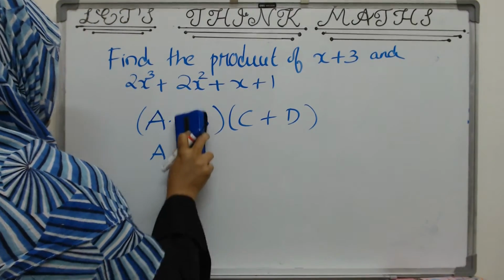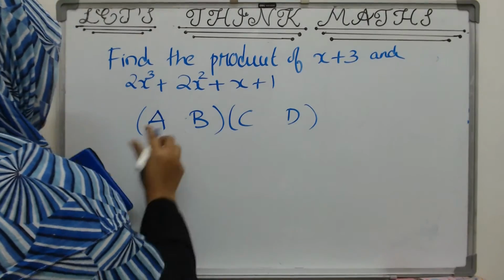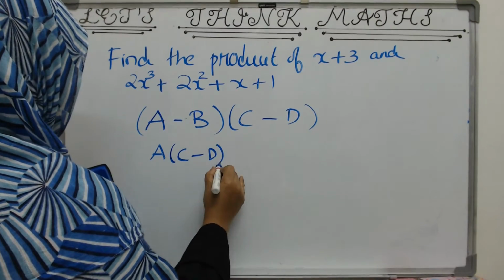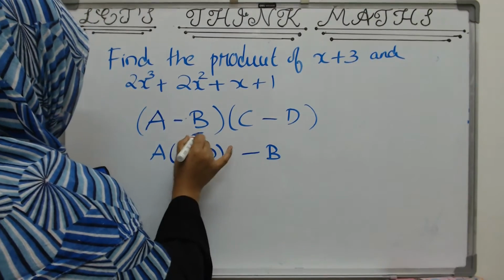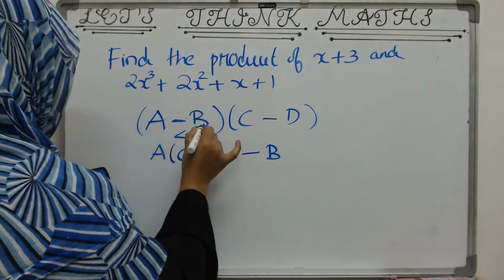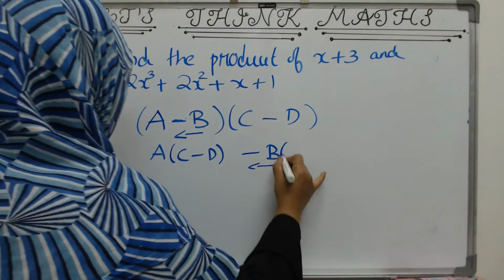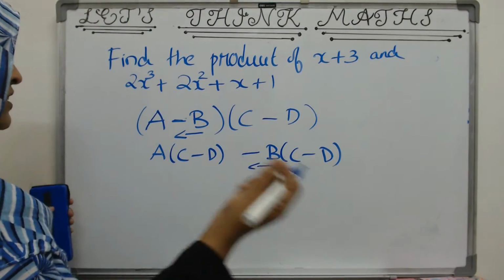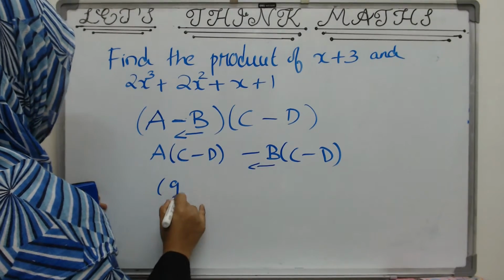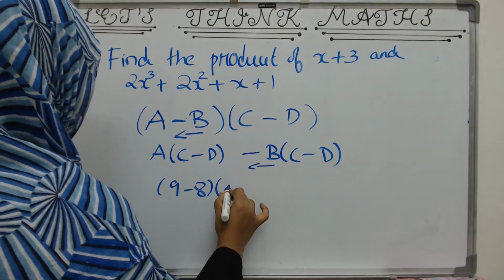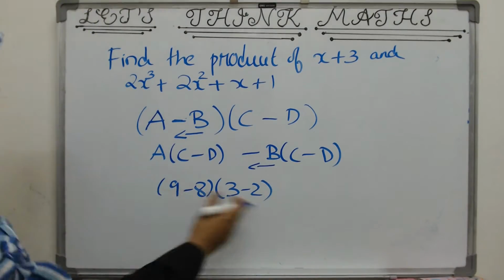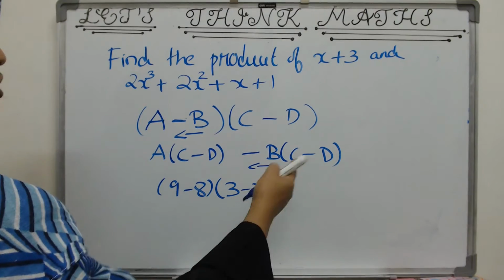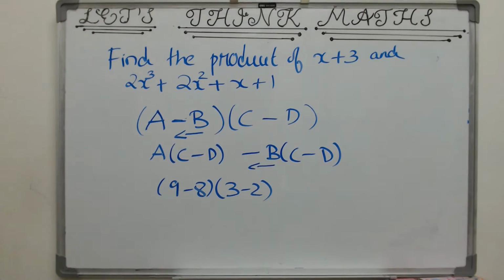Suppose these are two expressions and these are two expressions. Then we do a, I will put minus, so that you know what's happening. Okay, then you write A into C minus D, minus B. Remember, this minus sign belongs to B, so put minus B into C minus D. This is what happens. I will show that with numbers, then it will be easier for you to understand. 9 minus 8 into 3 minus 2. Now just by looking at it you can see what the answer is. 9 minus 8 will be 1, 3 minus 2 will be 1, so 1 into 1 will just be 1.